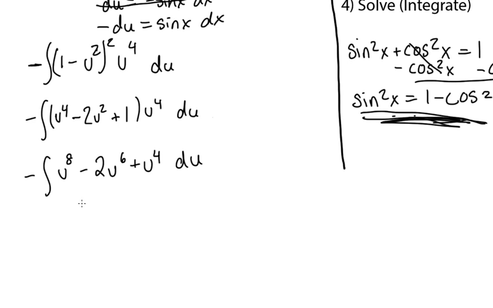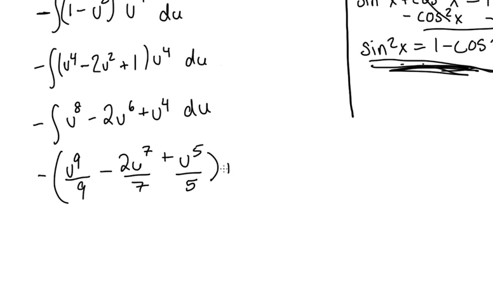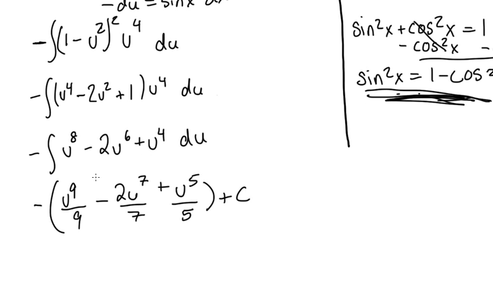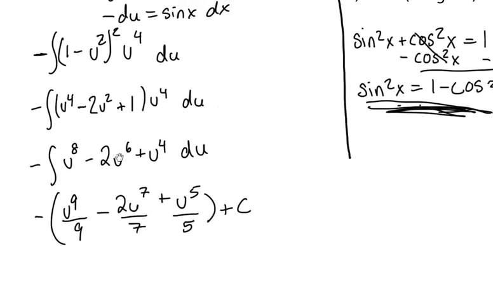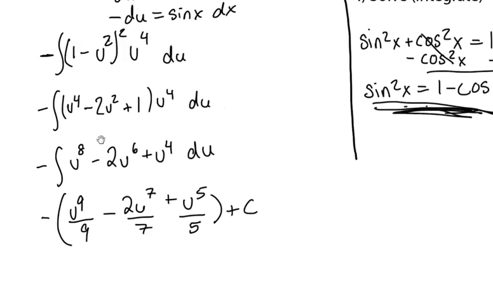Okay, now we're going to integrate this. So we're going to get u to the 9th over 9 minus 2u to the 7th over 7 plus u to the 5th over 5 plus c. So now we have u's. We finished integrating, but we have u's, and we started with x's, so we need to back substitute.